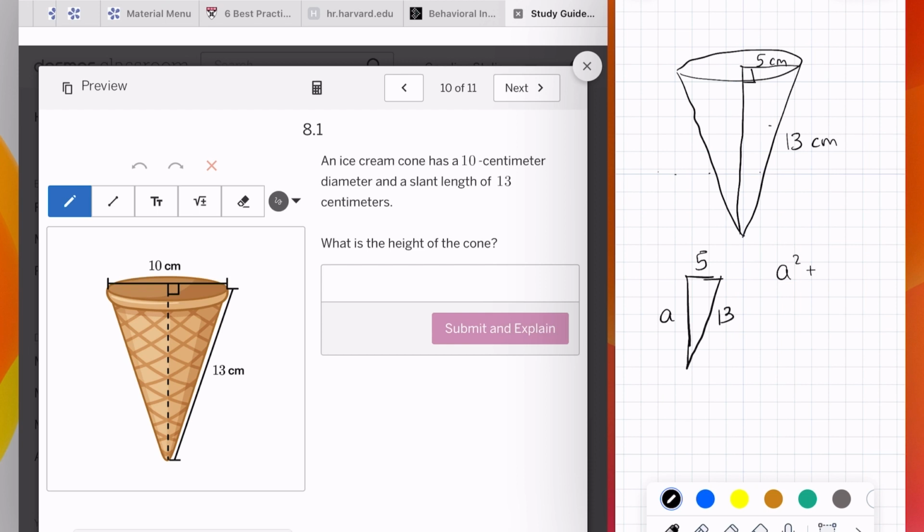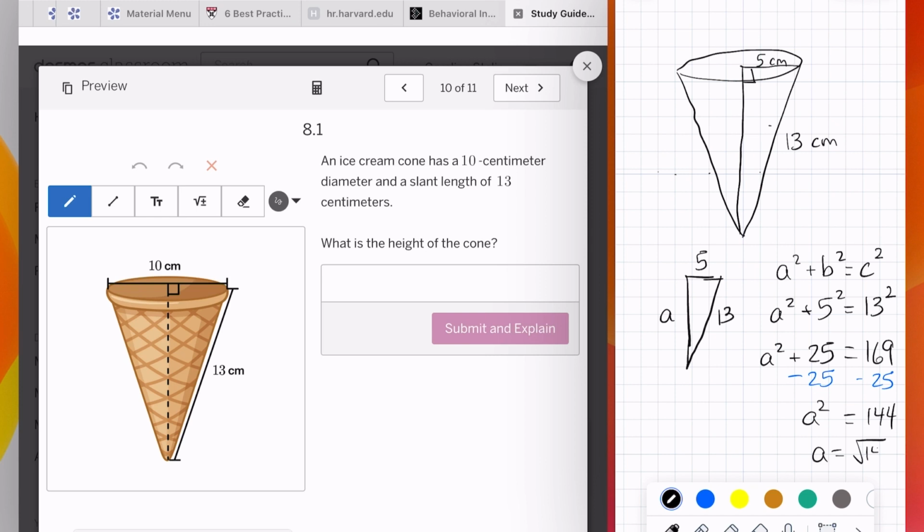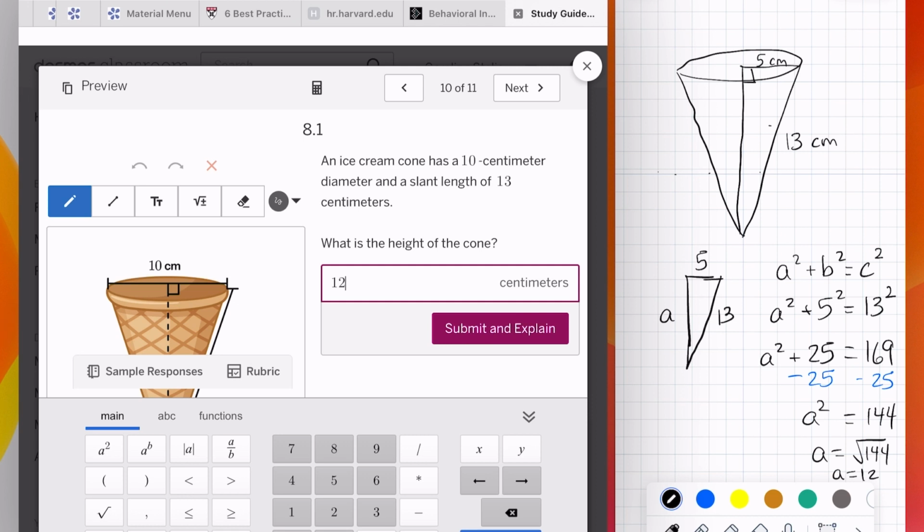And then we use the Pythagorean theorem. So I'm going to substitute in 5 for B and 13 for C. 5 could go in for A or B, but it does matter, of course, that the hypotenuse is C. So we get a squared plus 25 equals 169. Then we essentially solve this equation, so we subtract. We get that a squared is equal to 144. So thus a is the square root of 144, which is 12. So this cone is 12 centimeters tall.